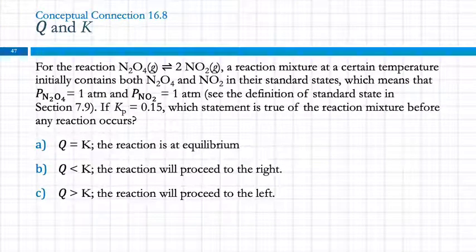So for the reaction N2O4 in equilibrium with 2NO2, a reaction mixture at a certain temperature initially contains both of those gases in their standard states, which means that their partial pressures equal 1 atmosphere. If you don't remember what standard states are, you can review section 7.9. If Kp is equal to 0.15, which statement is true of the reaction mixture before any reaction occurs?